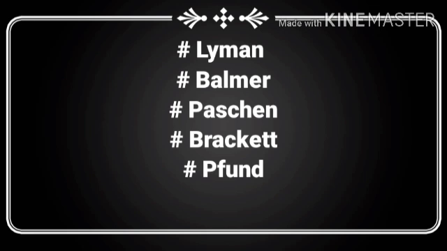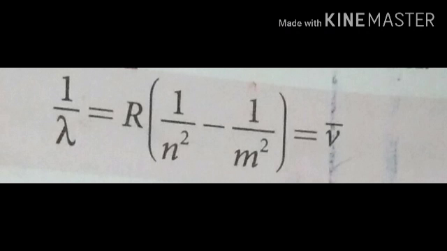Then we are going to derive the wavelength of these series lines. The wavelength of these spectral lines can be derived from the Bohr atom model equation, that is 1/λ = R(1/n² − 1/m²), which is equal to ν̄. ν̄ is nothing but the wave number, that means the inverse of the wavelength.